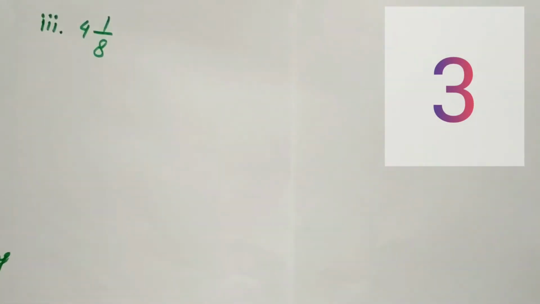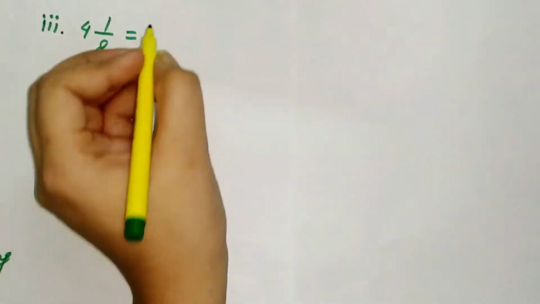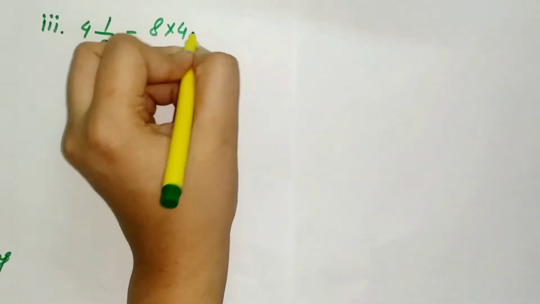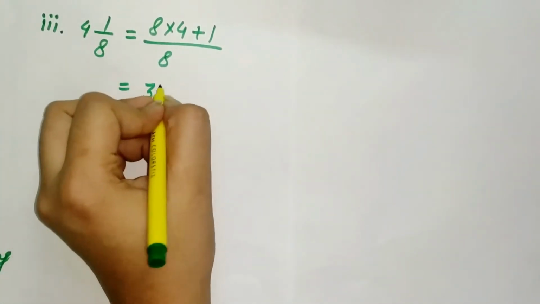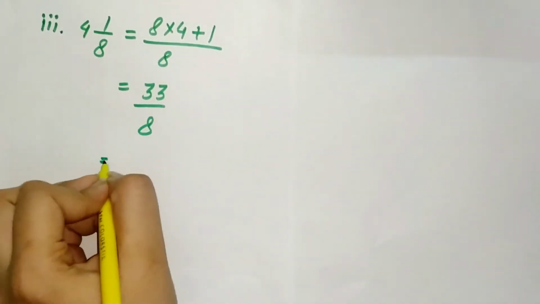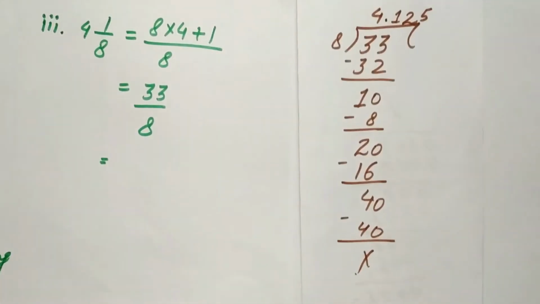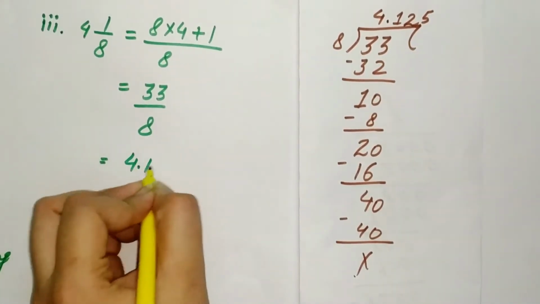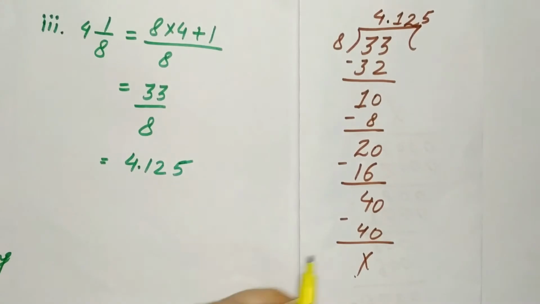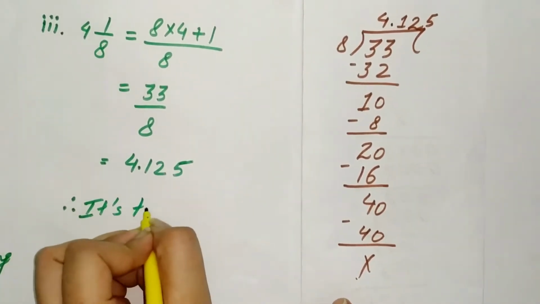Third part is 4 1 by 8, which can also be written as 33 by 8. Now let's divide 33 by 8, which is equivalent to 4.125. And since it's terminating with remainder 0, we can conclude it's terminating.